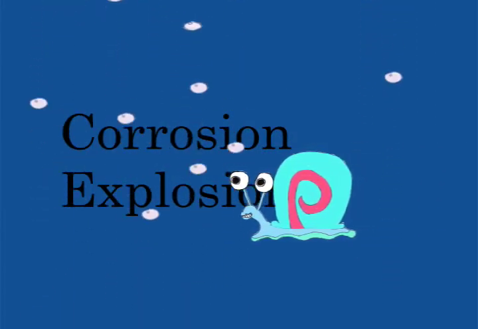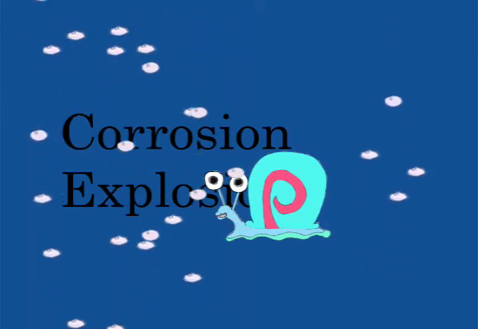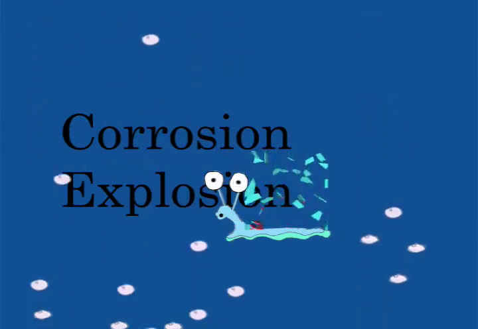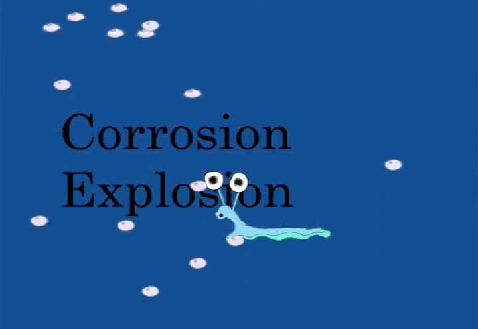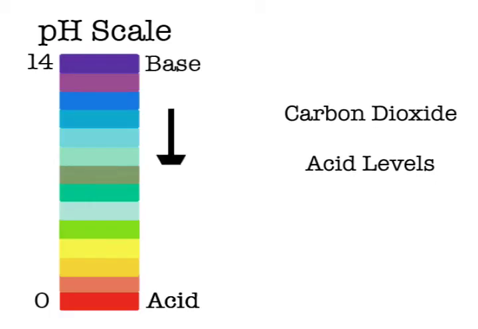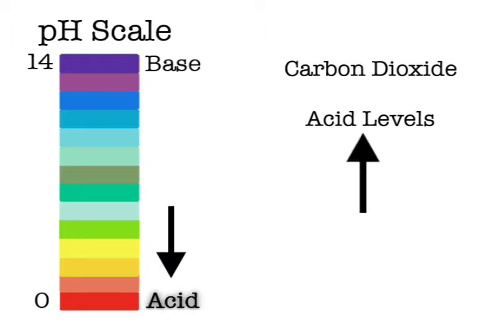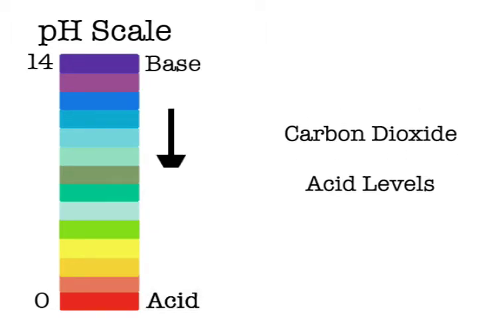Carbon dioxide corrodes. We are experiencing a corrosion explosion. Ocean acidification is a major problem. Scientists have discovered acid levels are rising in the ocean due to increased levels of carbon dioxide in our atmosphere.